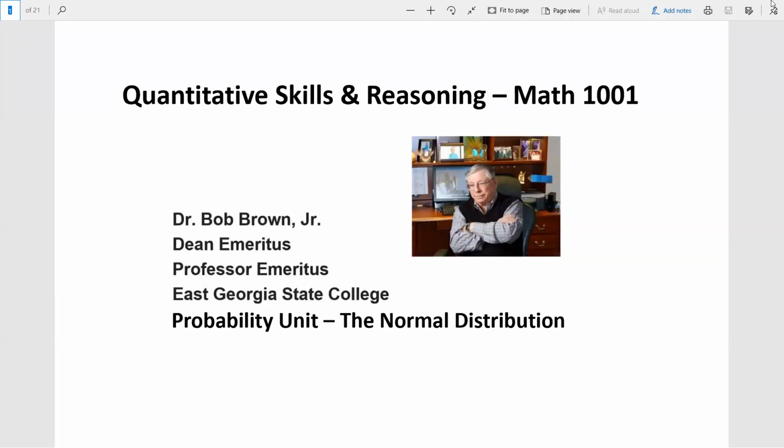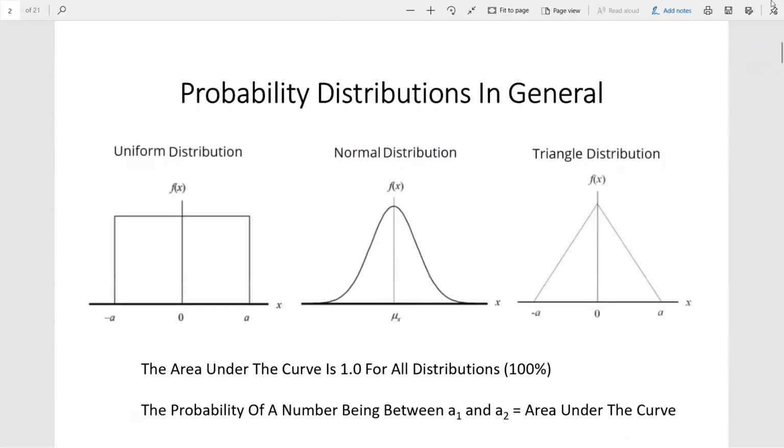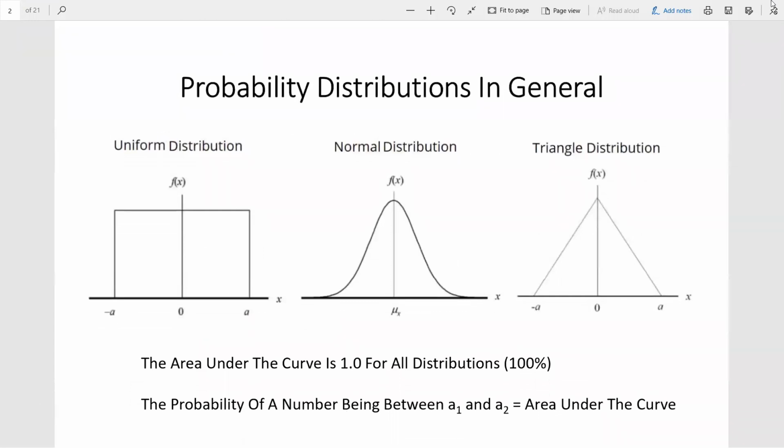We're going to continue in this video in our probability unit, and we're going to be talking about the normal distribution. Before we get into the normal distribution, I want to say just a word about probability distributions in general. They're not all normally distributed. You will see some that are rectangularly or uniformly distributed. And I'll tell you what that means in a second.